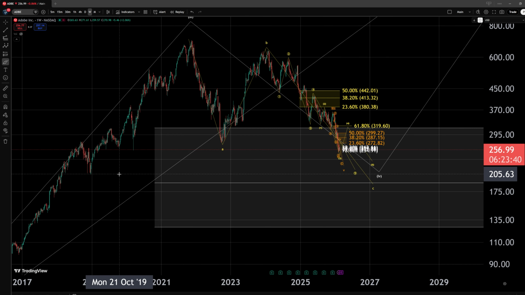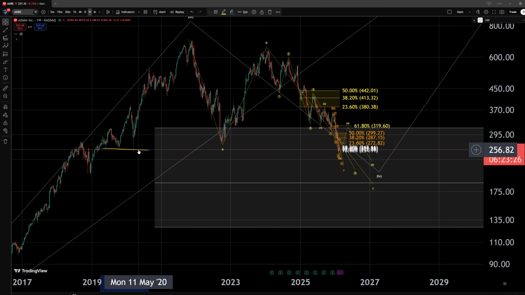So another structural support level I would watch out for. So we currently are at a structural support, but the next one, the next major one, would be here at the $206 area. And for now, these are the levels. This is the trade setup.